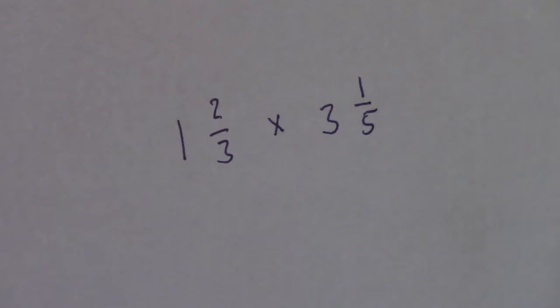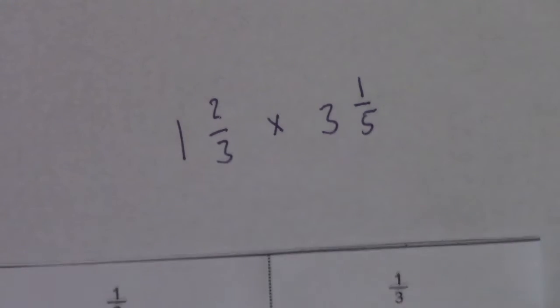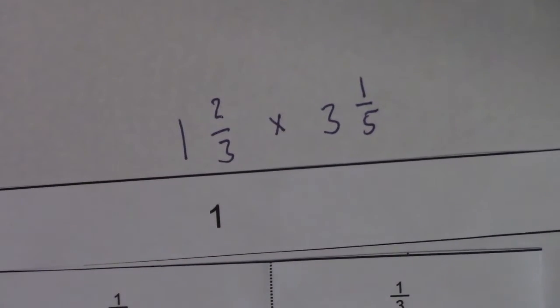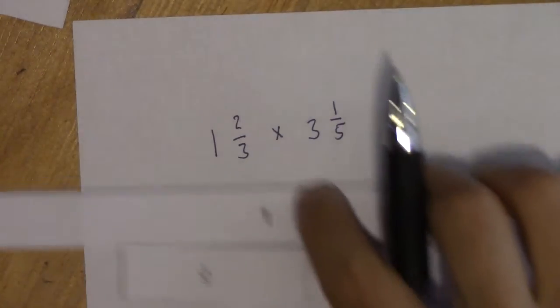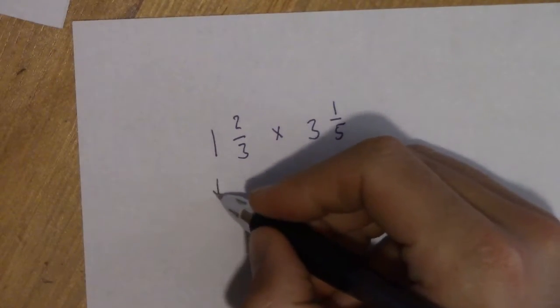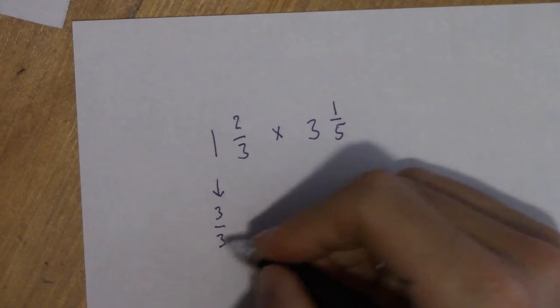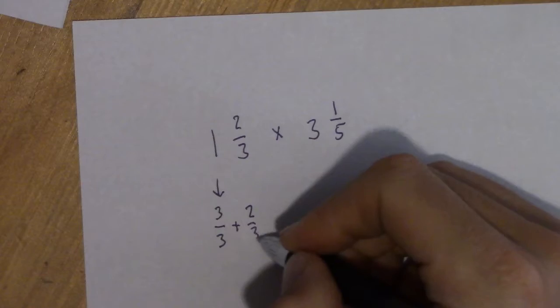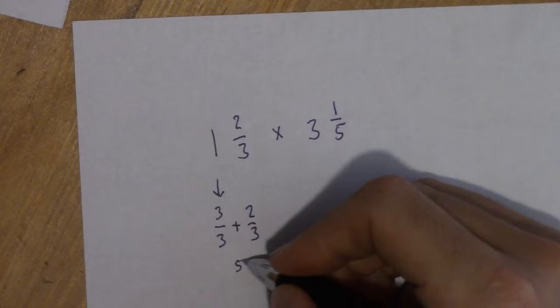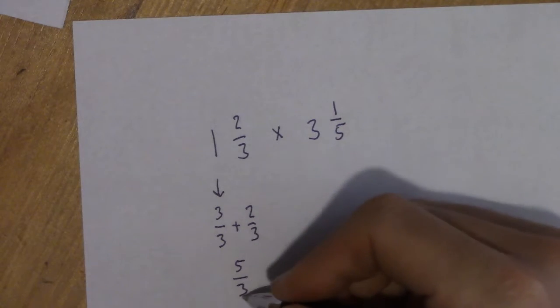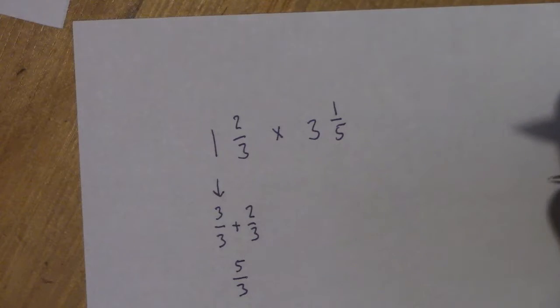So I've got the 2/3 piece, and I also have 1 whole. So the question becomes, what does the 1 whole turn into if I want to write it in terms of thirds? Well, that 1 whole is the same as 3/3. And I'm going to add that to my 2/3. So that means that the 1 2/3 is the same as saying 5/3. Keep the denominator, add the numerators together.